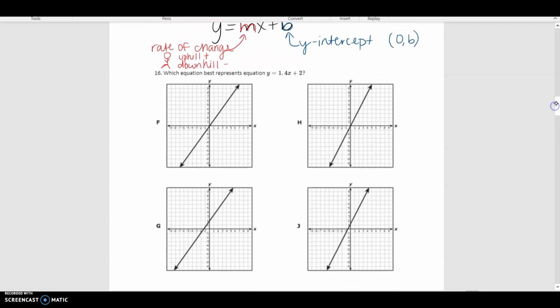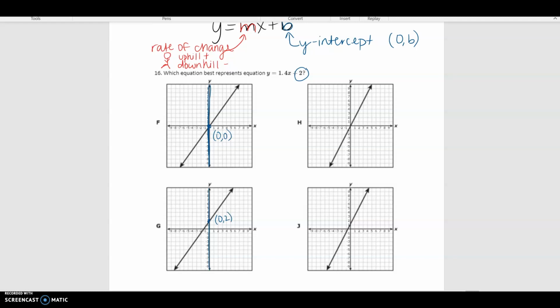It says which equation best represents, it should say which graph, sorry. Which graph best represents equation y equals 1.4x plus 2, okay? So we always start with our y-intercept, so we have plus 2. So each time we should be going over our y-axis because we're going to stop right there where the lines intersect. Okay, so that's going through 0, 0. I'm going to do this y-axis. And it hit right here at 0, 2.